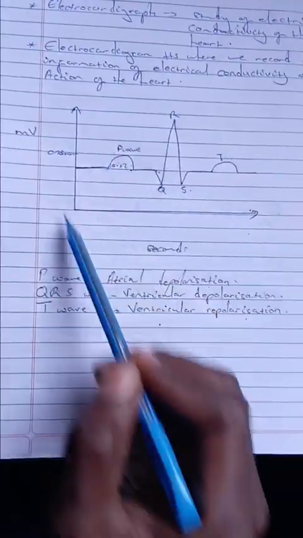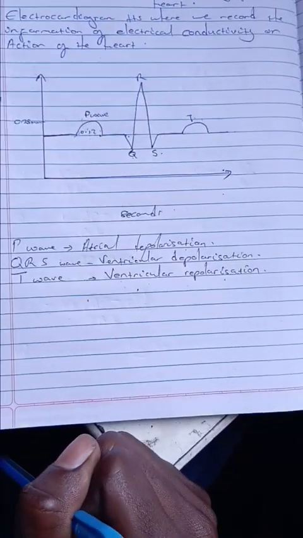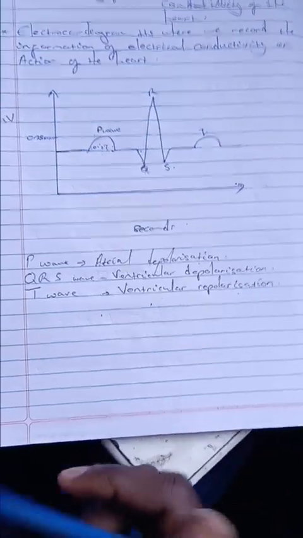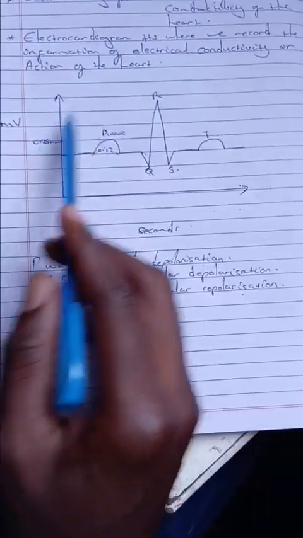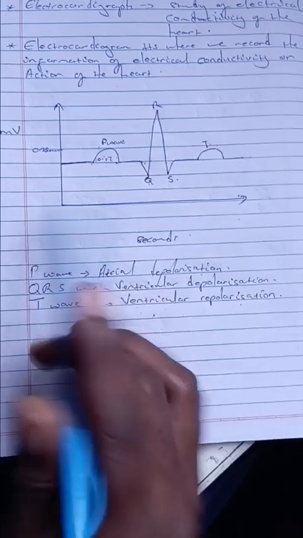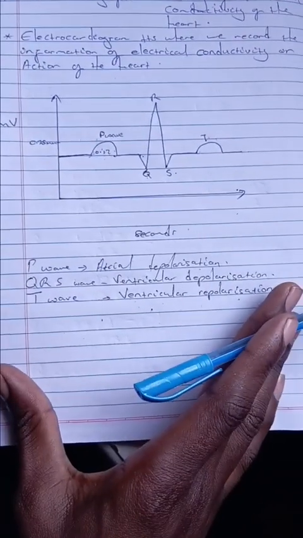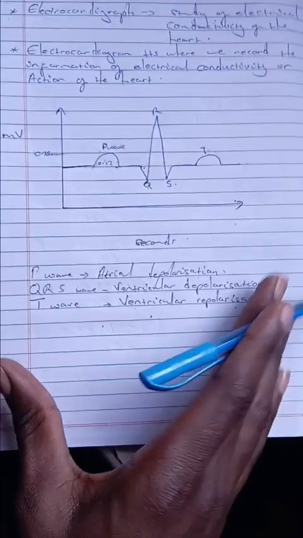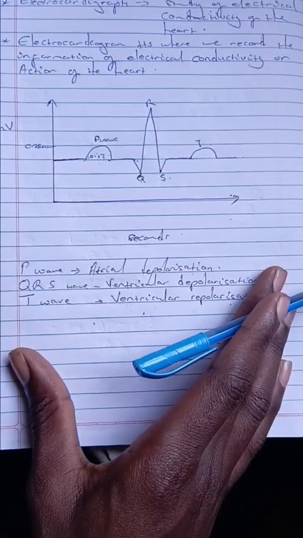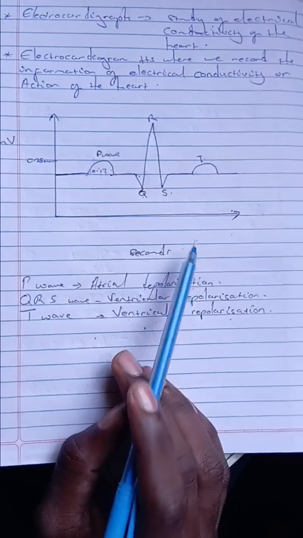So this is the basic information for the electrocardiogram. And more information, we are going to explore what this means, the upward deflection, how it occurs, the leads which are used, the names of the leads. Thank you.